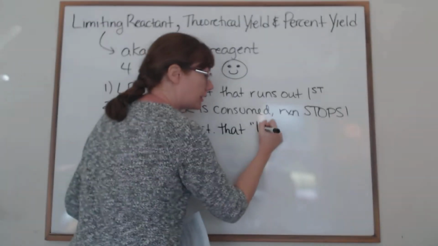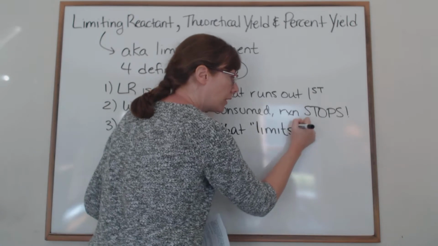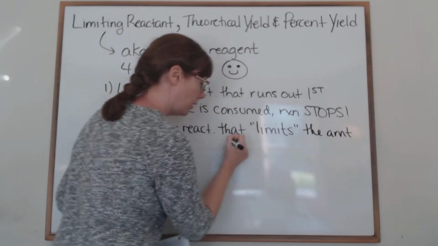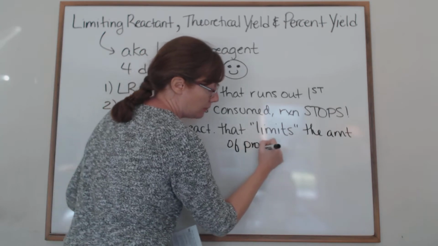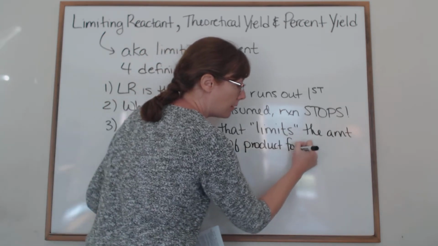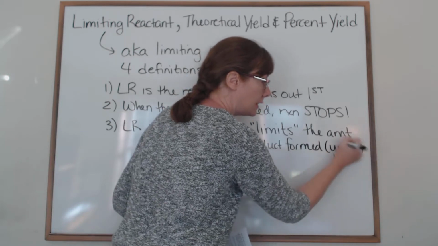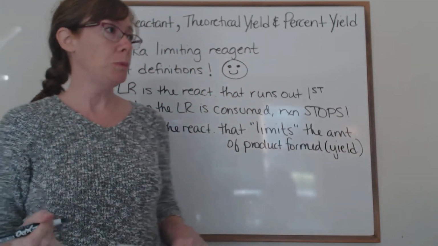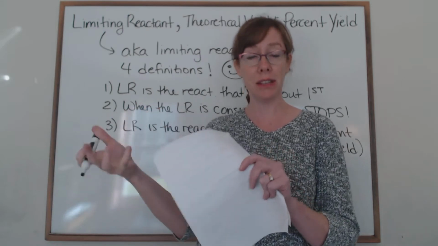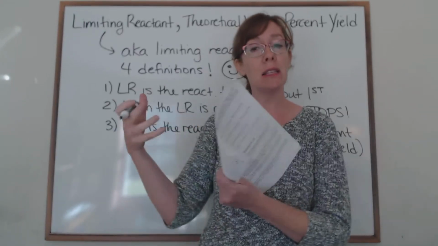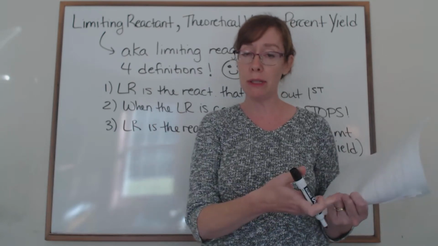The third way of looking at the limiting reactant is the limiting reactant is the reactant that limits, and that's why it's called limiting, that limits the amount of product produced. Or let's just say product formed. And by the way, the amount of product formed is called the yield. That's the amount of product formed. Because when it is consumed and the reaction stops, you can't get any more product, so that's the one that really kind of will limit how much you're able to make.